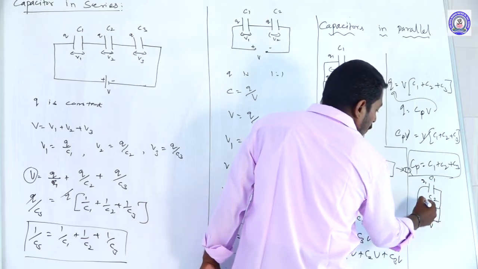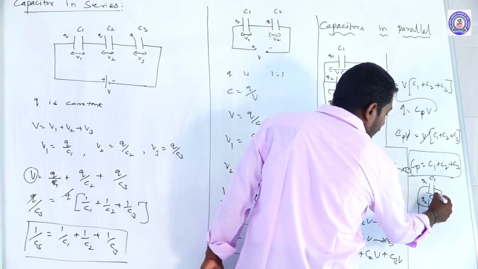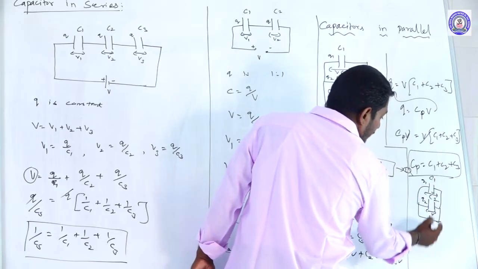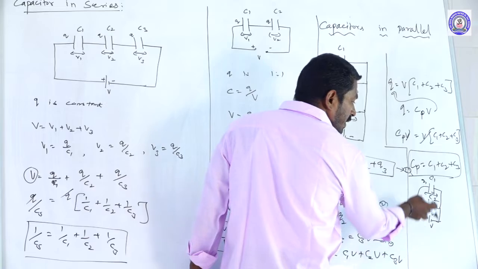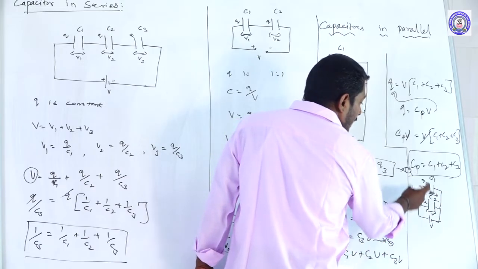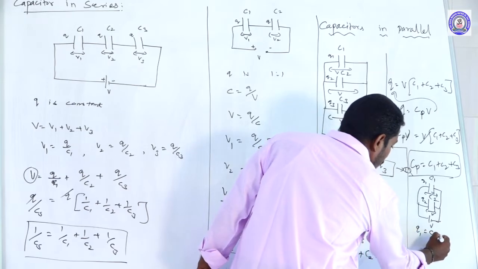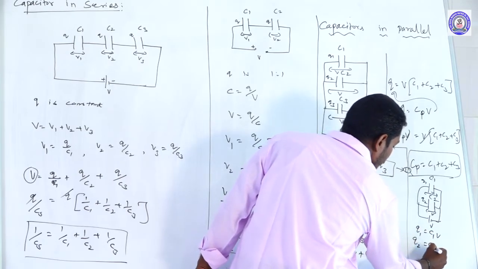Charge on the first plate Q1, charge on the second plate Q2, potential difference between the two plates V. The ratio of potential difference between the two plates of parallel plate capacitors is the same, that's 1:1. But what is the ratio of the charge on the two plates? Q1 is equal to C1V, Q2 is equal to C2V.